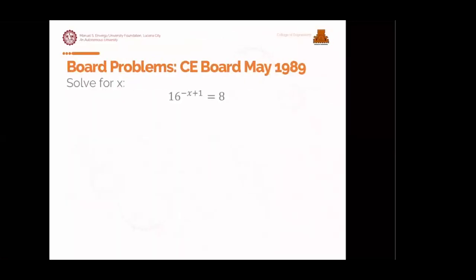Okay? So, CE board 1989. Solve for x daw using this one. So, bakit kailangan discuss to? Kasi yung allowed na calculator natin sa board exam, wala na po siyang shift solve. Kaya dapat marunong tayong mag-manipulate ng numbers using rules sa algebra. Okay? So, 16 raised to negative x plus 1 equals siya sa 8.